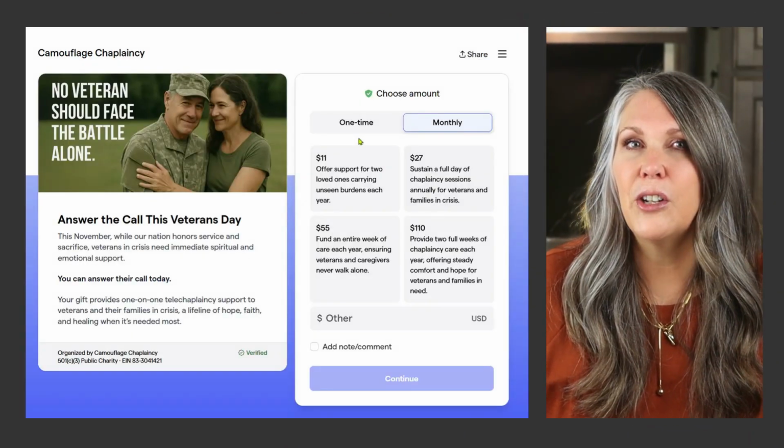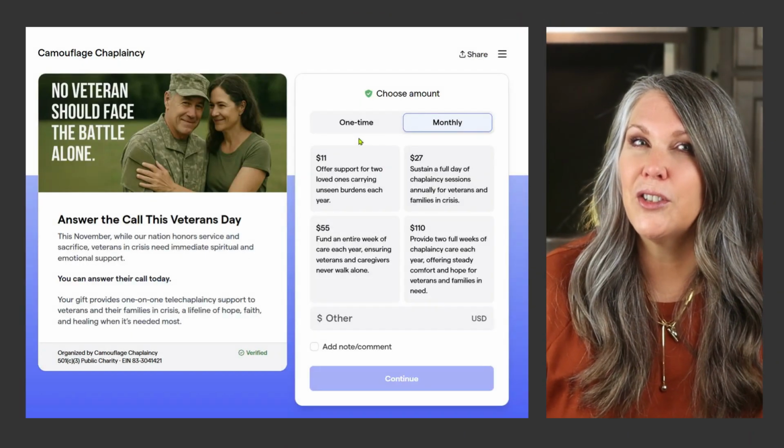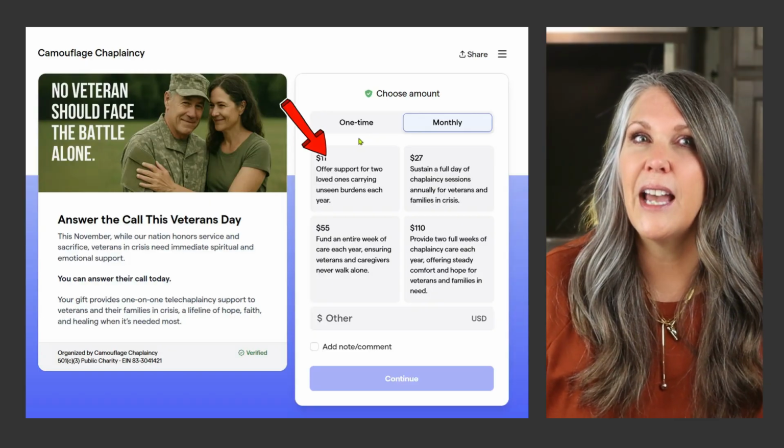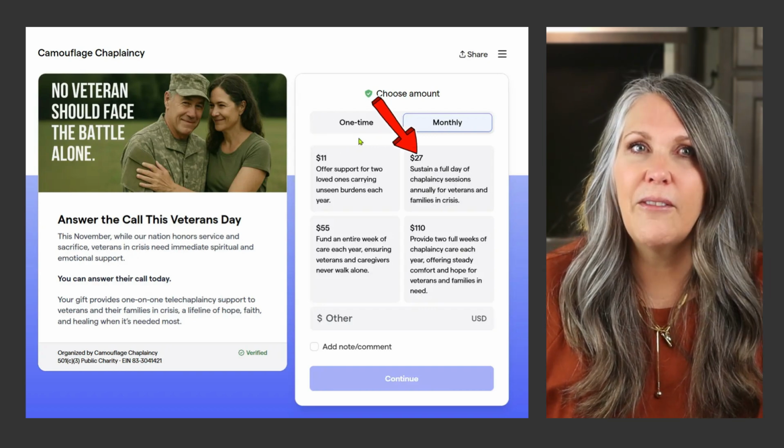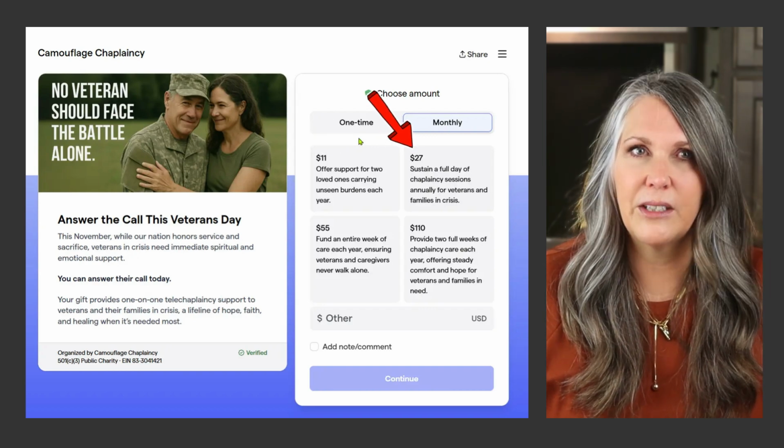So, this isn't about putting a price on people or outcomes. It's about being honest and clear about the real work happening on the ground. Donors need something that they can understand and trust. Now, let's put this all together with a real life example for Camouflage Chaplaincy. When we factored out our unit costs, we ended up changing our starting option to $11 because that is the real cost of supporting 2 caregivers over a year, and $27 is a full day of support, and so on. That's it. If your numbers are reasonable and truthful, you're doing this right.